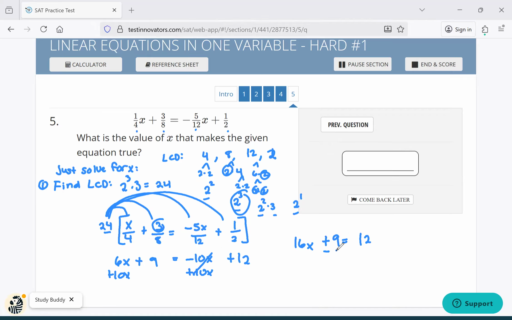Solve for x, so you're going to subtract 9. You get 16x equals 12 minus 9, which is 3. And then to solve for x, you're going to divide this by 16. So you get x equals 3 over 16. So that is my answer, 3 over 16.